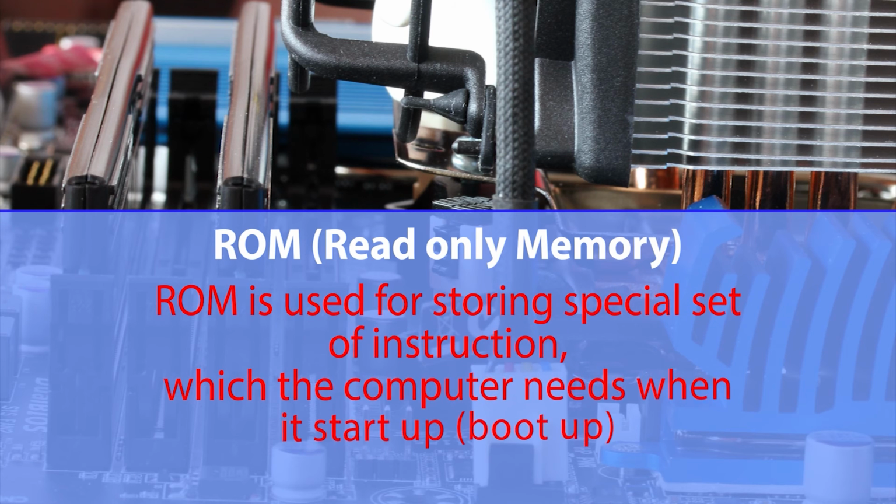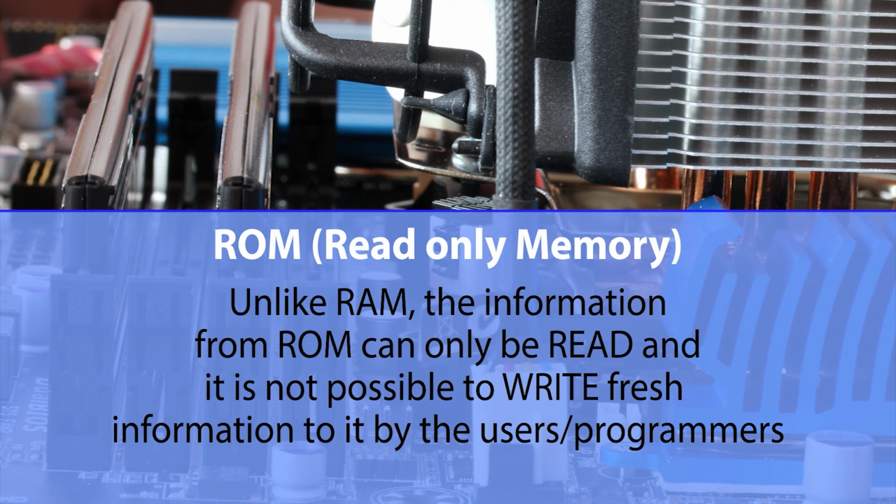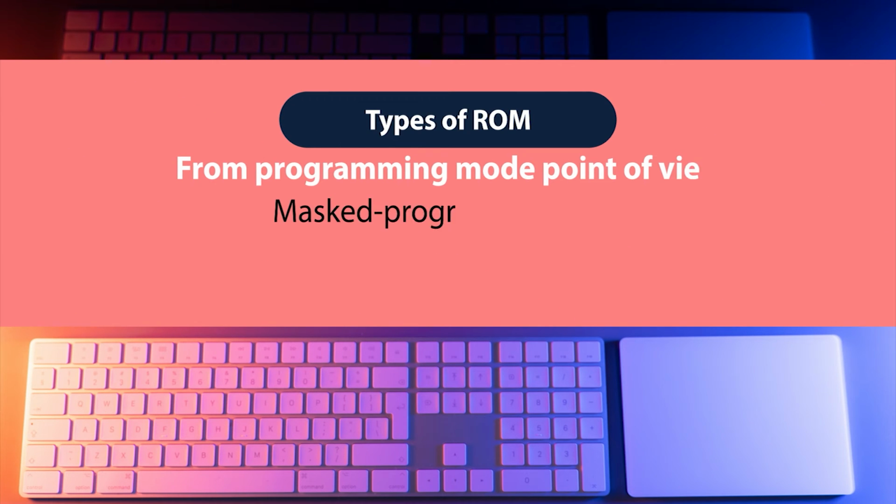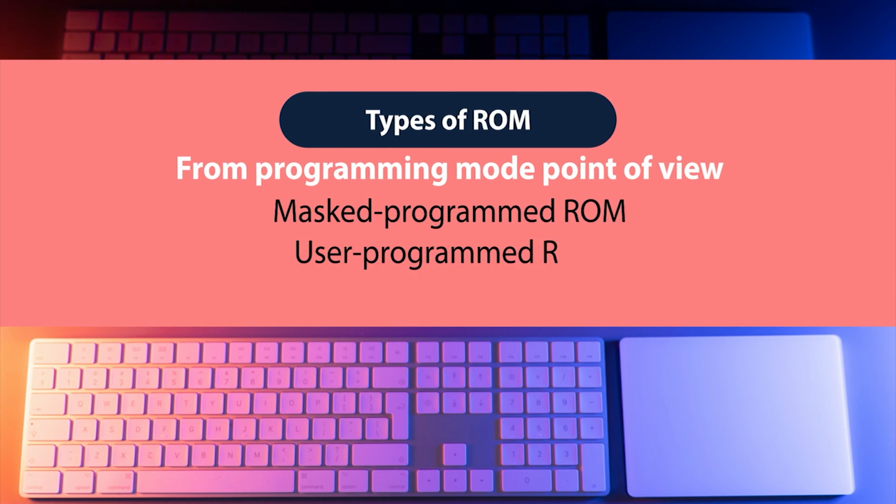Basically, the ROM stores a special set of instructions. As we have discussed, it may be to start up the system, or we can call it the boot up of the system. And unlike RAM, we cannot write fresh information into it. The contents of ROMs are decided by the manufacturer and permanently stored at the time of manufacturing. Now, we have different types of ROMs. One is masked programmed ROM and another is user programmed ROM.